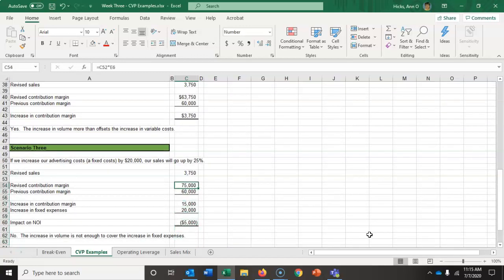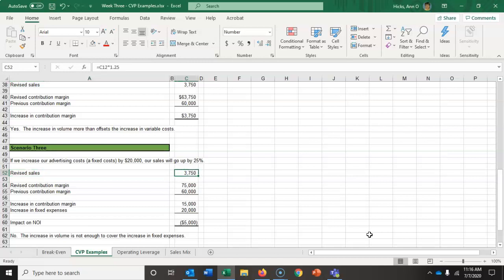And let's say, in this one, we're going to increase our advertising costs, which is a fixed cost, by $20,000. Our marketing department basically says we don't have enough advertising out there. We're not well known enough. And they think if that happens, our sales will go up by 25%. Okay, first thing to note, does our contribution margin per unit change? The answer is no, because the only change we're making here is to fixed costs.